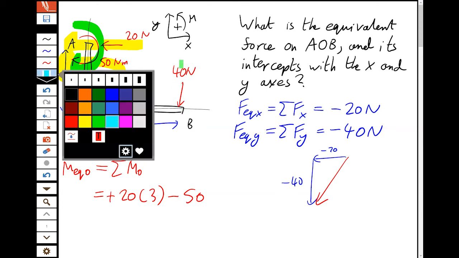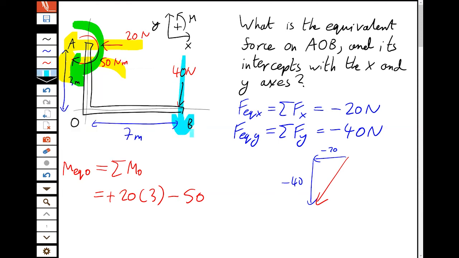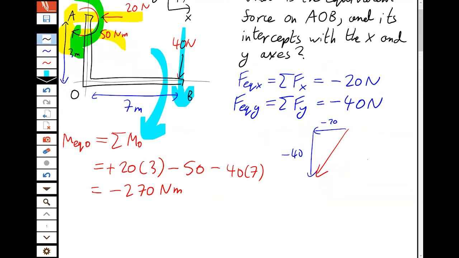Then we have 40 newtons, a perpendicular distance of 7, and we see that would rotate things clockwise around O, which is negative. So we add all those up, we have minus 270 Newton meters around the pivot origin. If we were asked for the equivalent force and moment at the origin, that's all we'd have to do. But we're asked for the X and Y intercepts. So we do the final step.